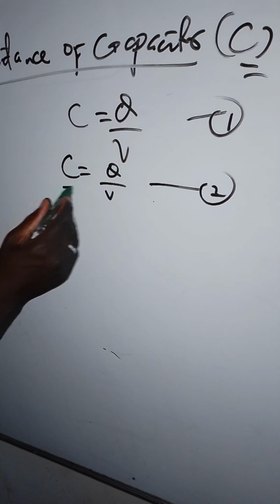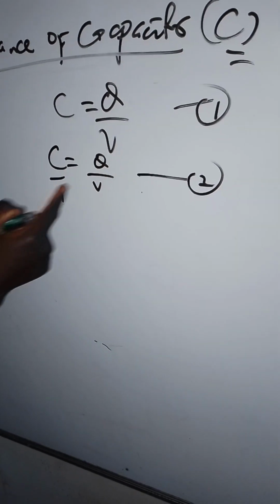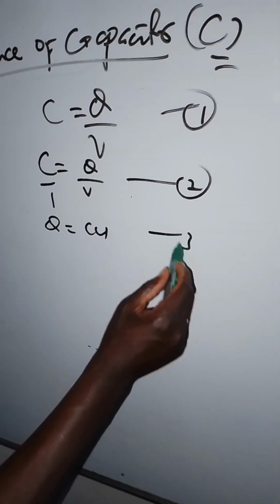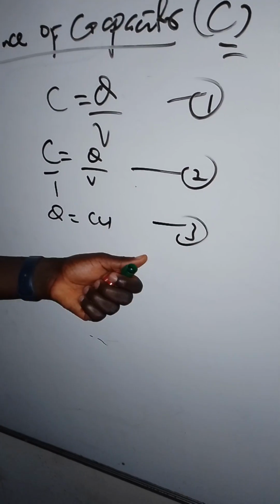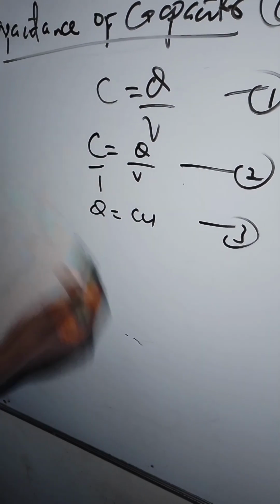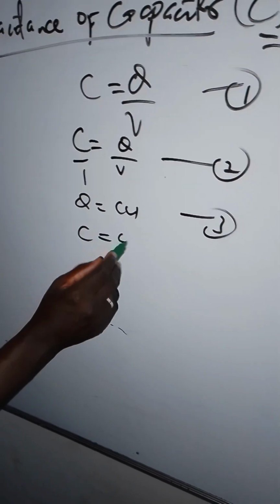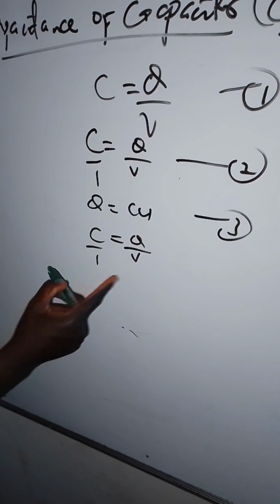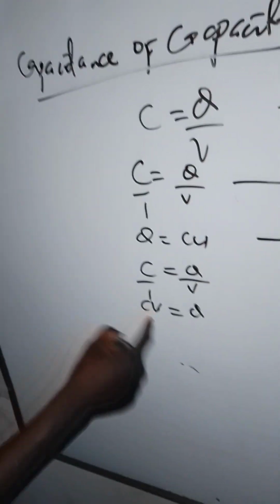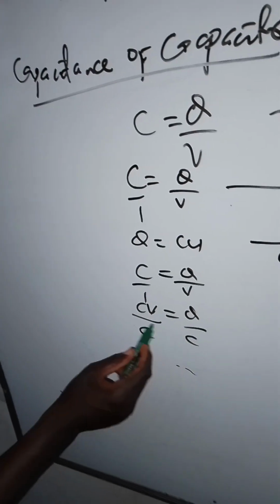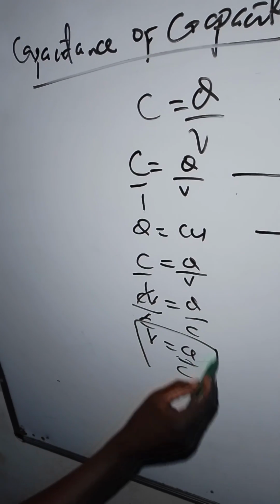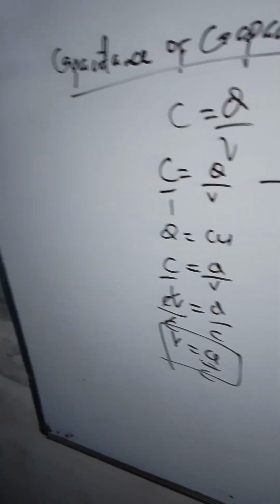If you want to make use of the formula, divide by 1. Q times 1, we have Q equals CV. We make it the subject of the formula: Q equals CV. Then if you want to make V the subject of the formula, we have C equals Q over V. Cross multiply, this times this, we have CV equals Q. I want to make V the subject of the formula, divide by C, divide by C. C cancels C. V equals Q over C, as the case may be.